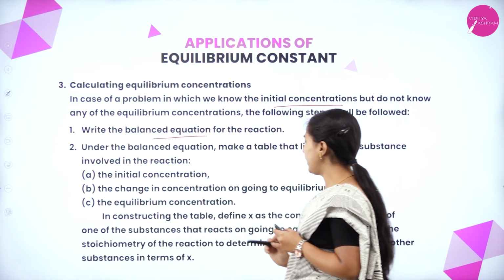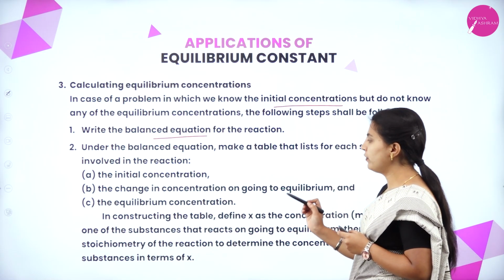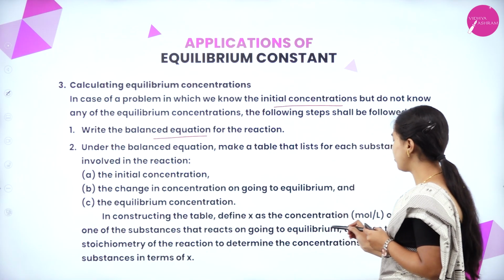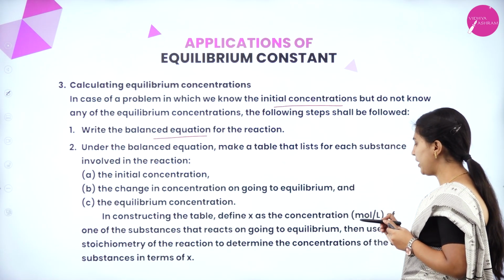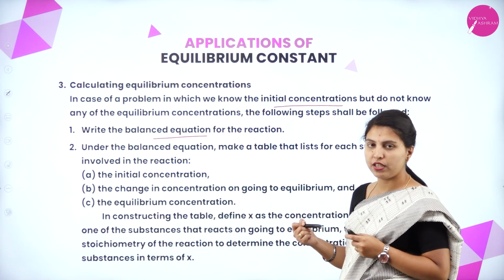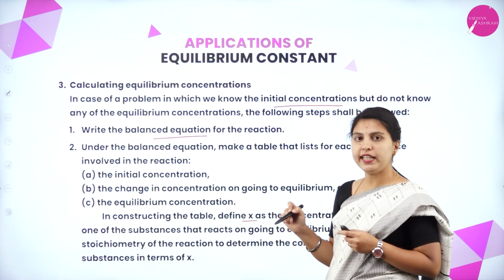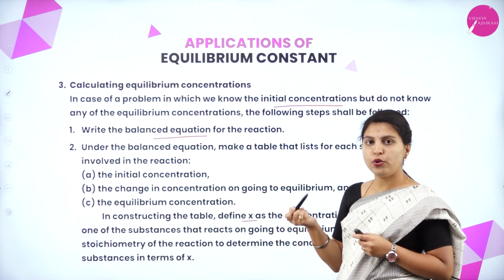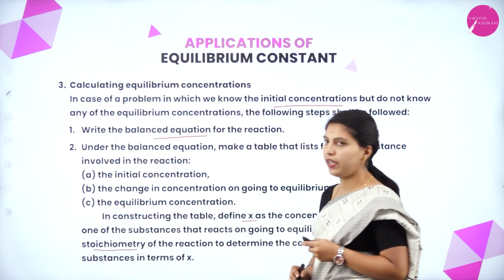In constructing the table, define X as the concentration of one of the substances that reacts on going to equilibrium. Then use the stoichiometry of the reaction to determine the concentrations of the other substances in terms of X. For the concentration you don't know, you have to define X, and that X should be calculated from a known concentration by using the stoichiometric method.